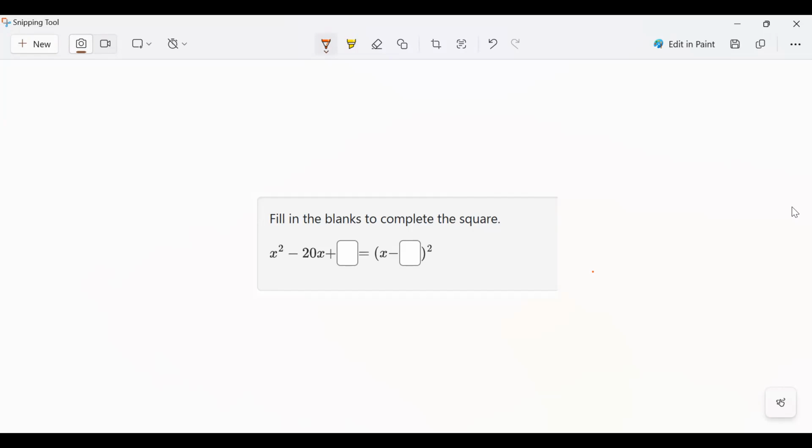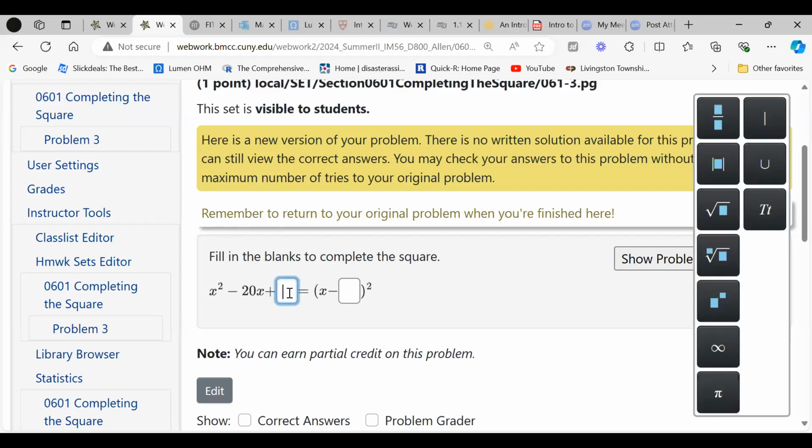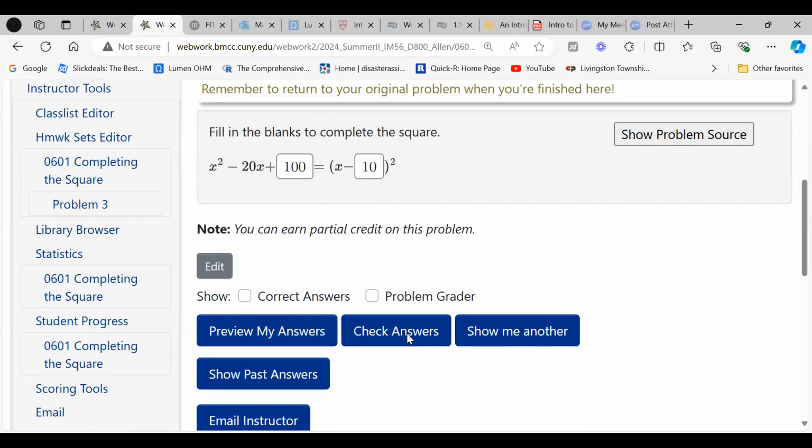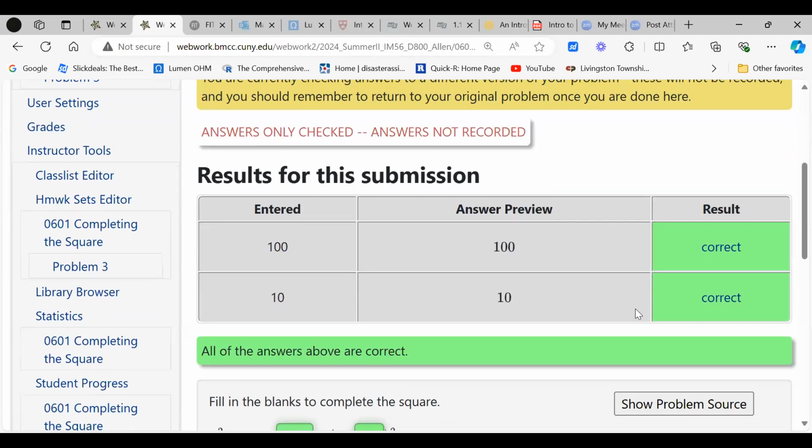All right, so the number you're going to need is 100, right? So you do 20 divided by 2, you get 10 first. Now second step, square 10. So that's going to be 100. So put 100 here, and this is x minus 10 squared. Any questions about this? So the number we need is 100, x minus 10 squared. That's a perfect square, so you can check it. It's good.